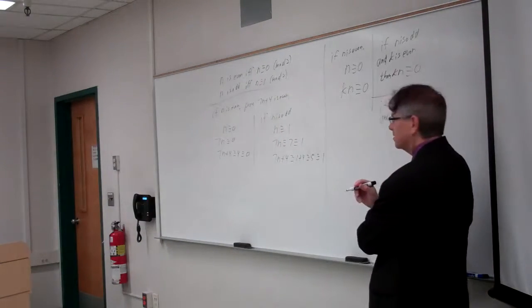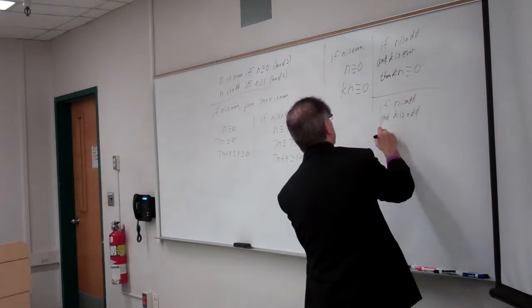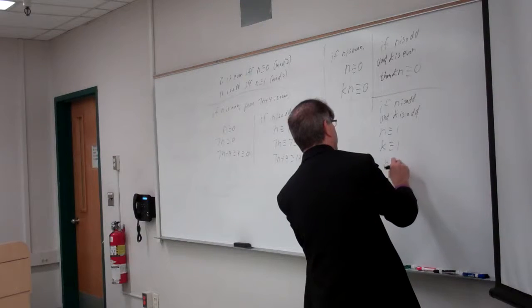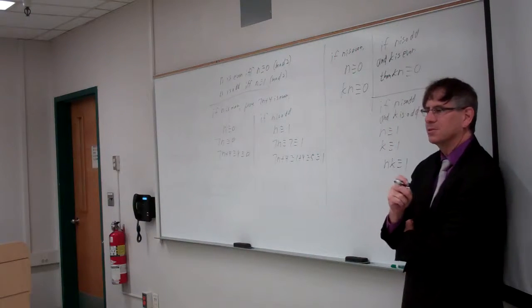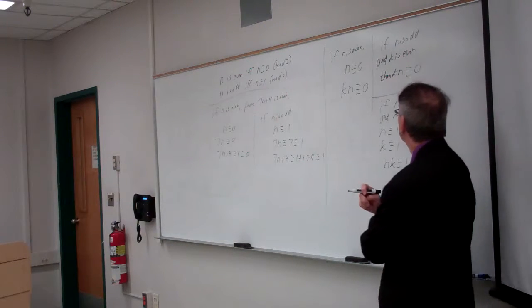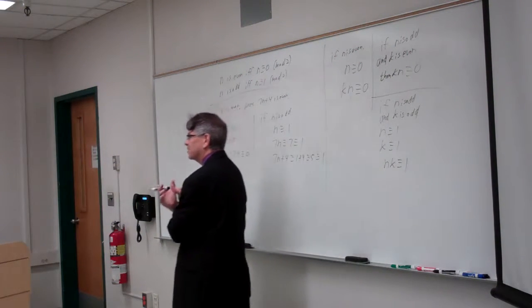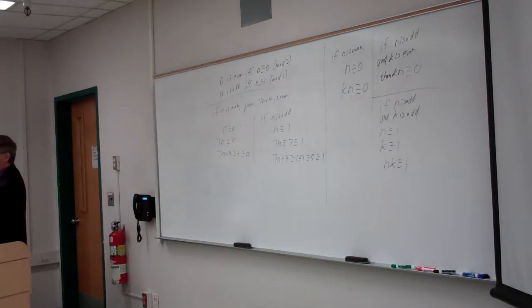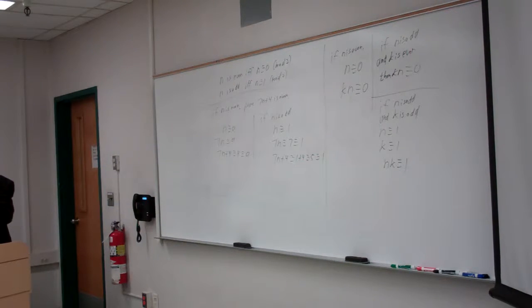But if n is odd and k is odd, n is congruent to 1, k is congruent to 1, n times k is congruent to 1, so the product's odd. So even times even is even, even times odd is even, odd times odd is odd. And that's kind of cool.